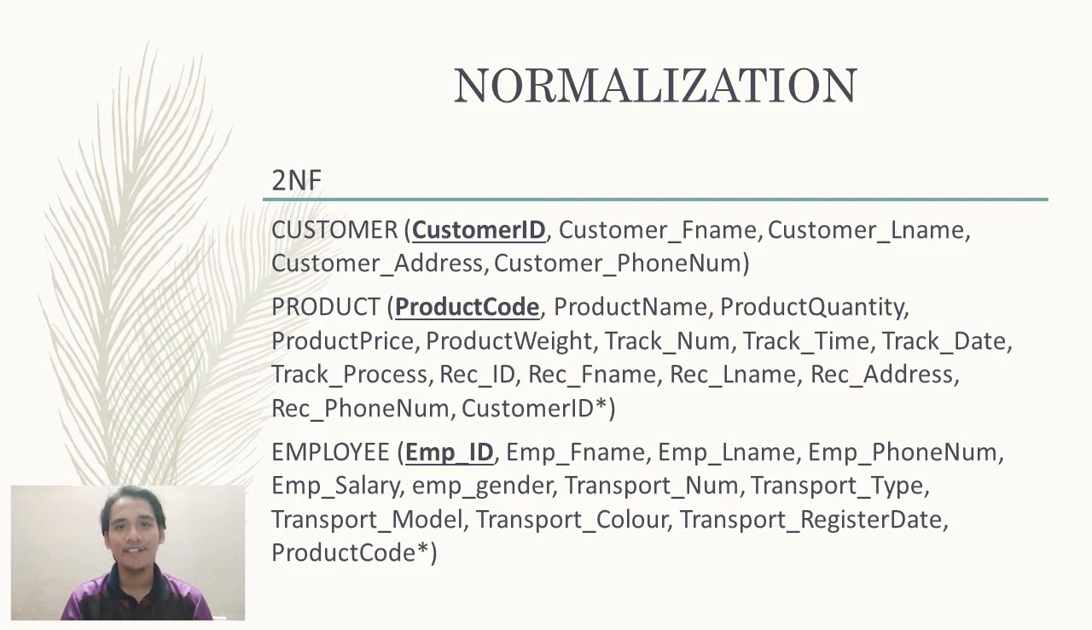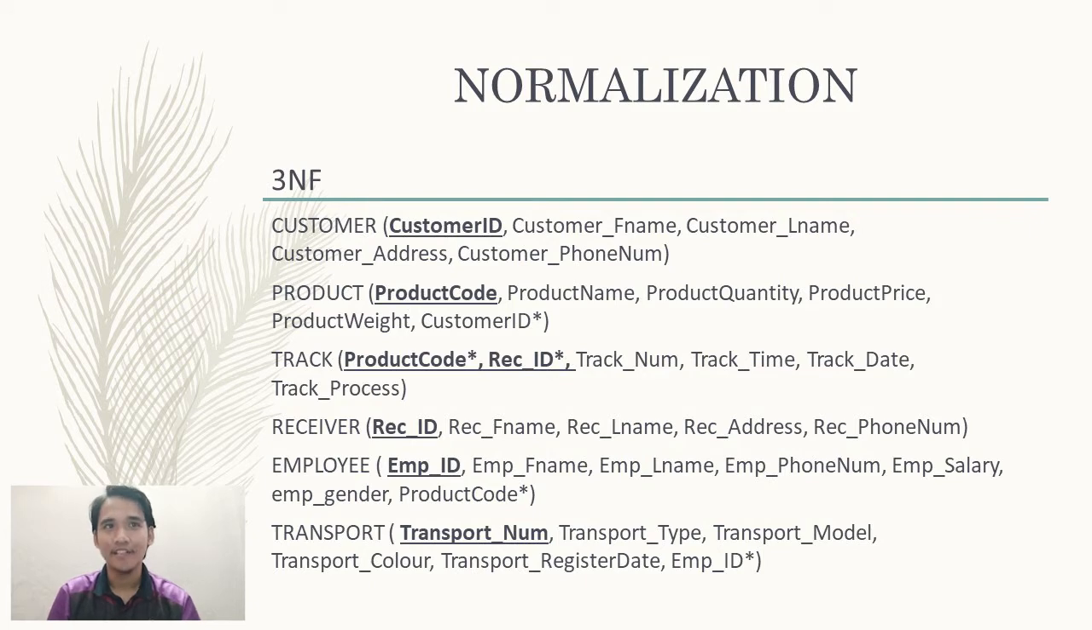The customer table primary key is customer ID. The product table primary key is product code. The employee table primary key is employee ID. We have eliminated the partial dependency by creating the product and employee tables.